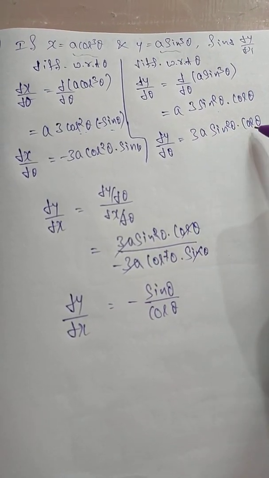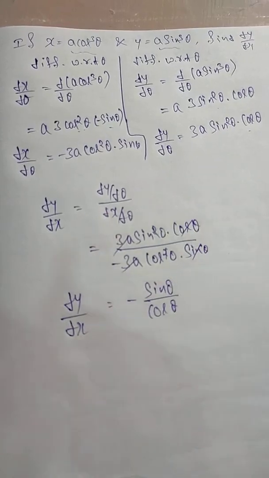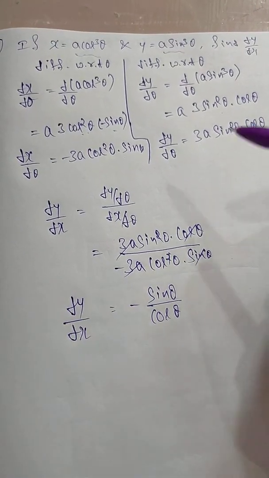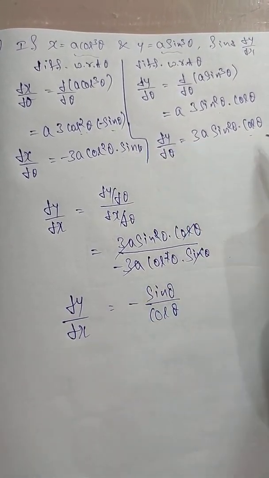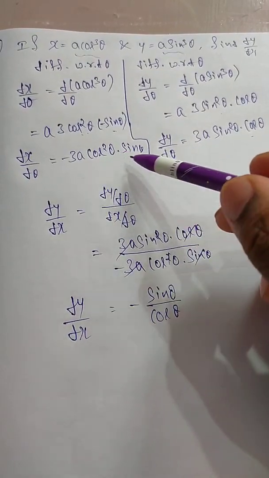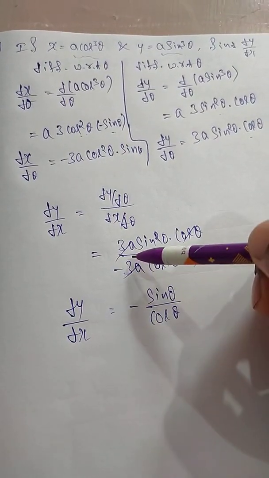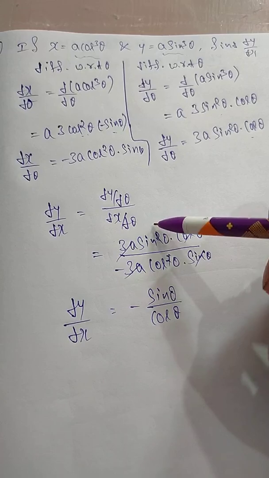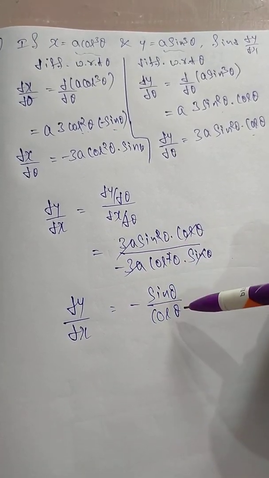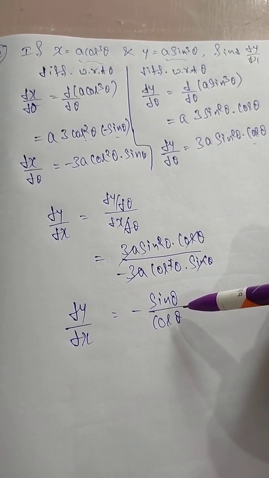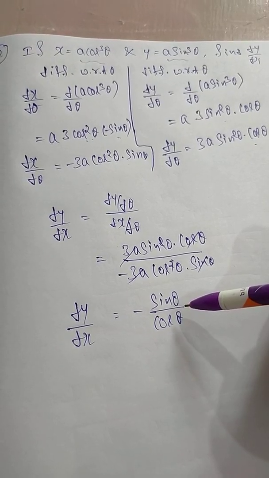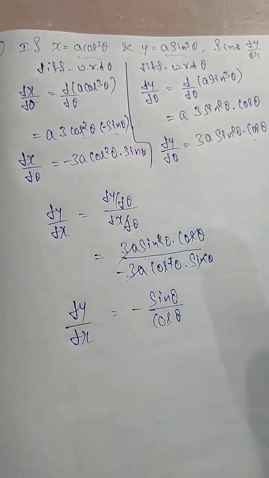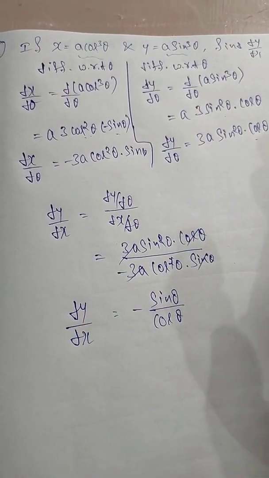So 3a sin square theta into cos theta. Now we want to find the dy by dx. The dy by dx is equal to 3a sin square theta into cos theta by minus 3a cos square theta into sin theta. 3a cancel, cos theta cancel, sin theta cancel. We are left with sin theta by cos theta. Now, one time in the exam, if you do this problem like this, you will get 3 marks.